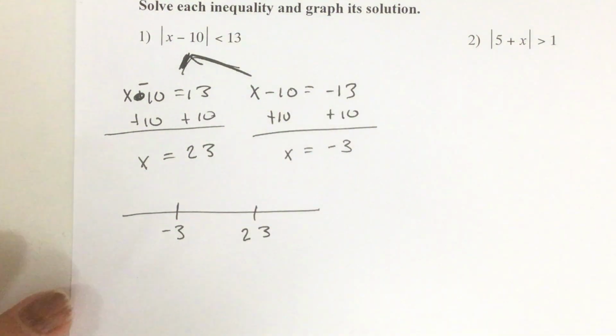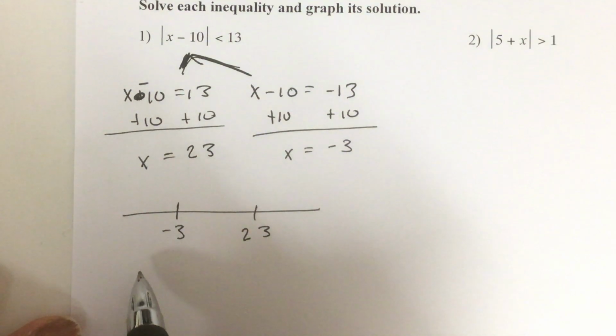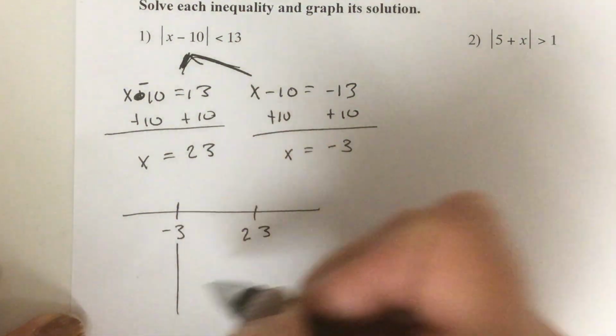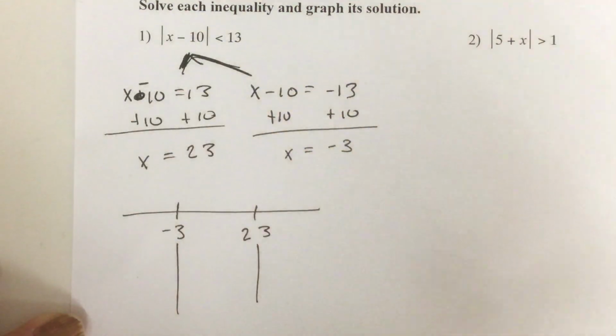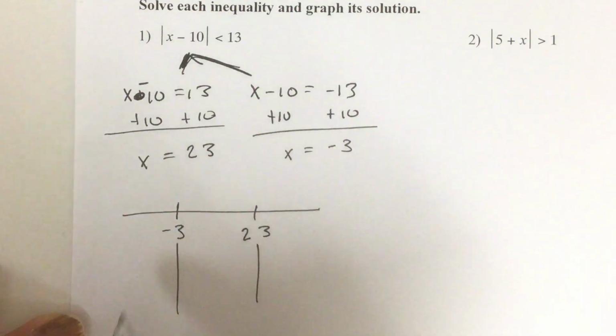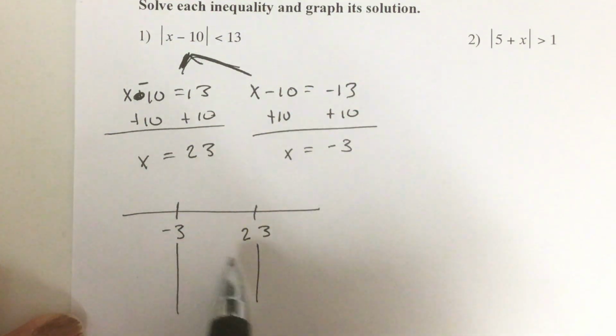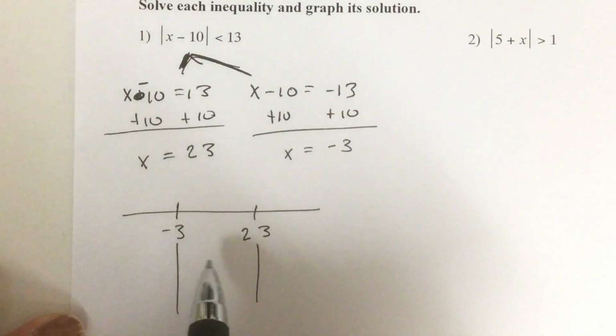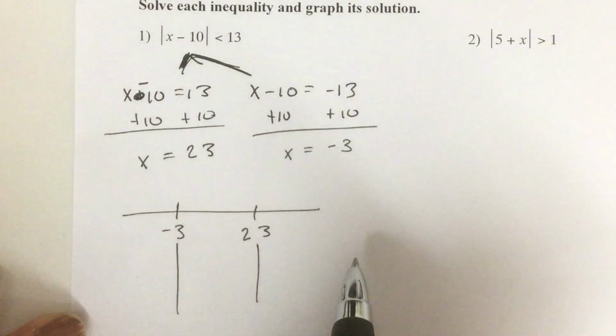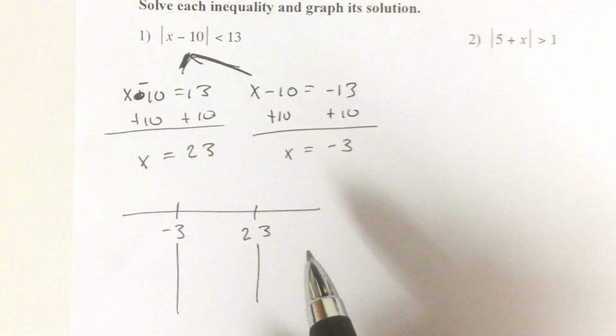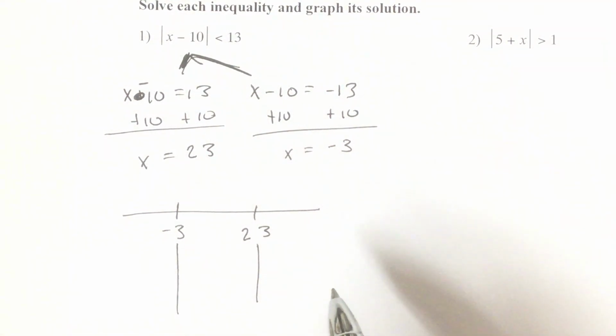And then you're going to check numbers that are smaller than both of them. So you're dividing the numbers up. All the numbers in the world are in 3 sections. Any number in the world is either less than both of them, so it's less than negative 3, it's in between negative 3 and 23, or it's bigger than both of them. So we're going to pick a number in each section and check to see if it works.